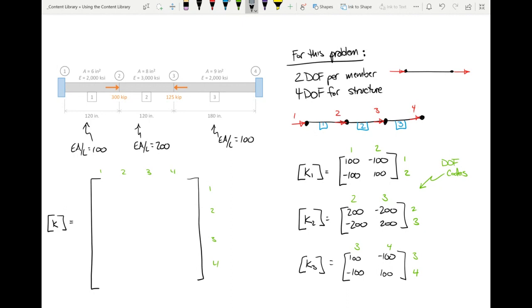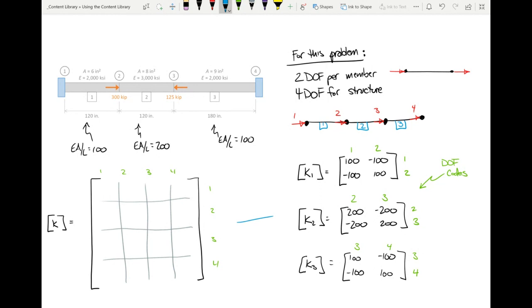And so really what we need to do is fill that in. This is what we call the stiffness matrix for the whole system, right? This K1, K2, K3 is the one for each member, but what we really need is the stiffness matrix for the whole system.